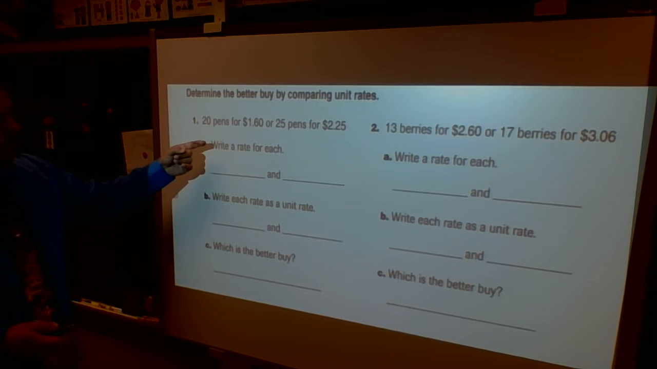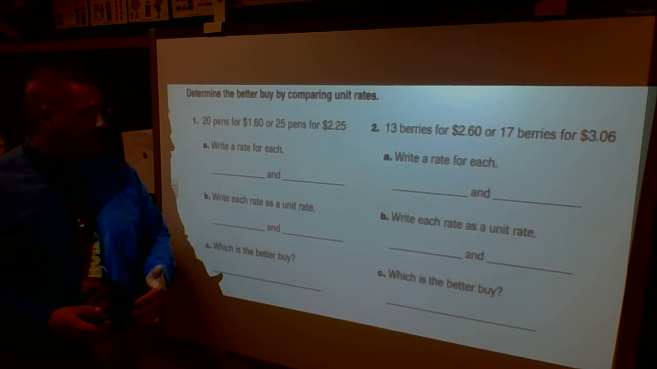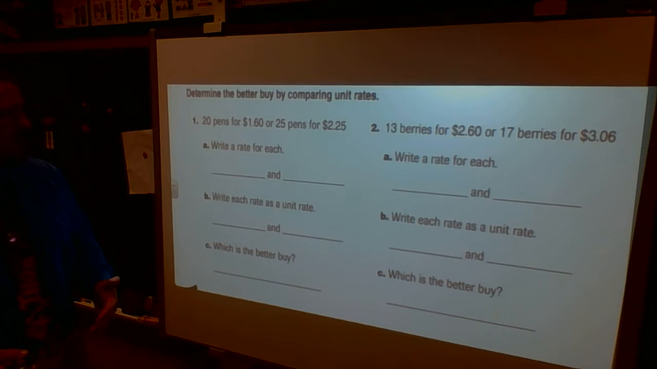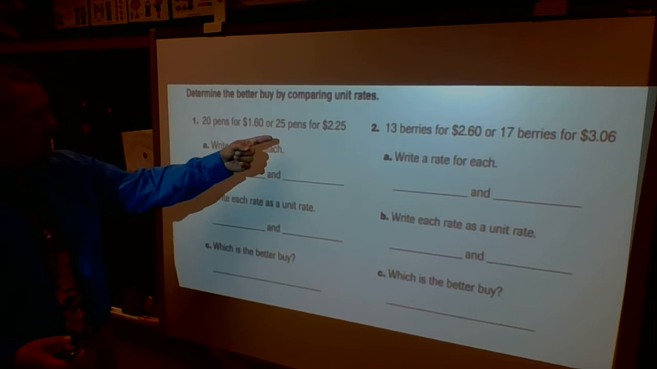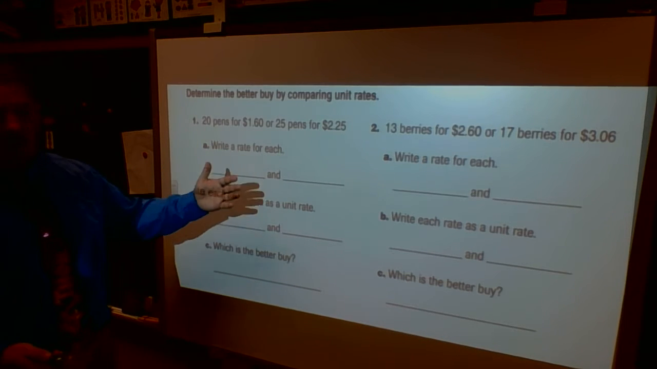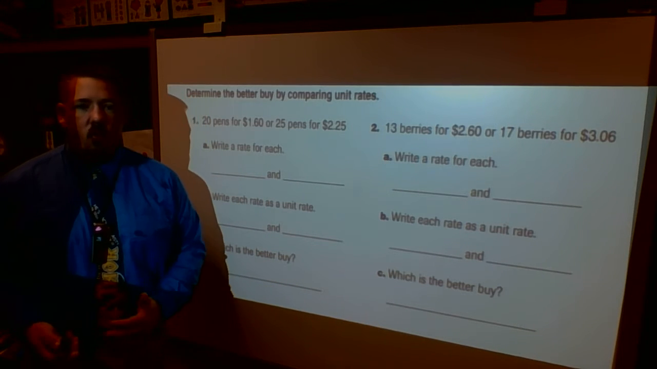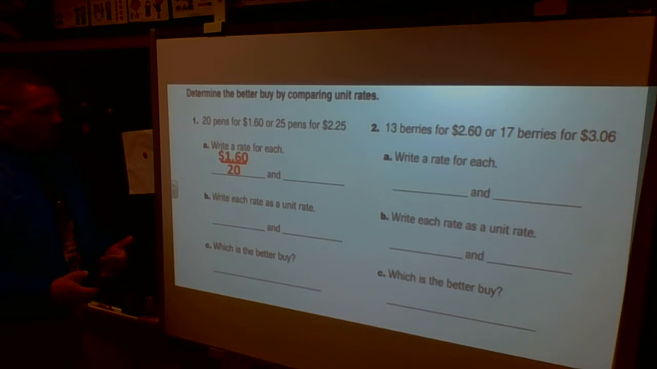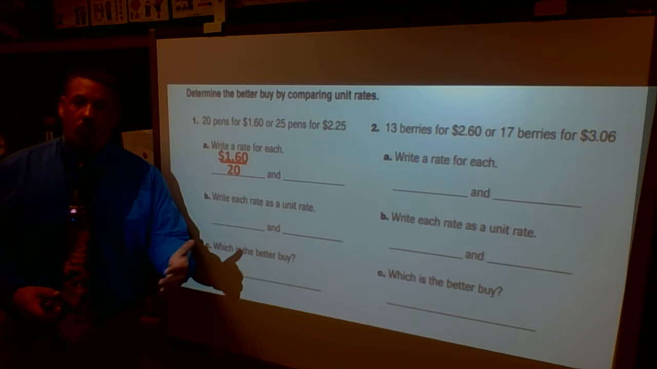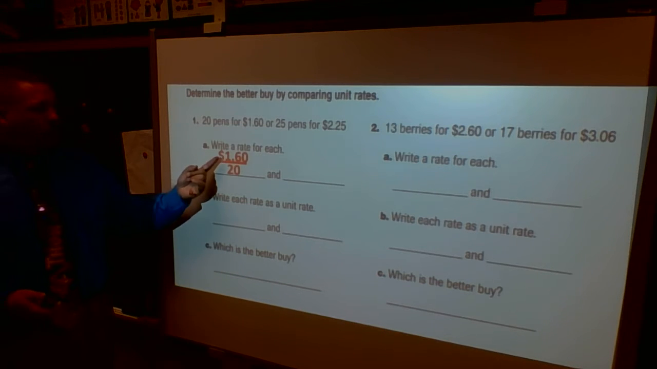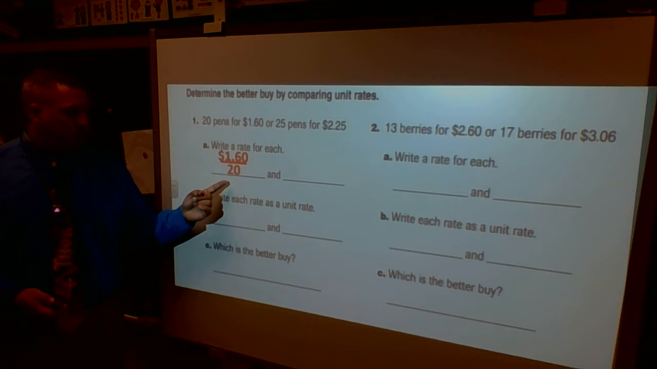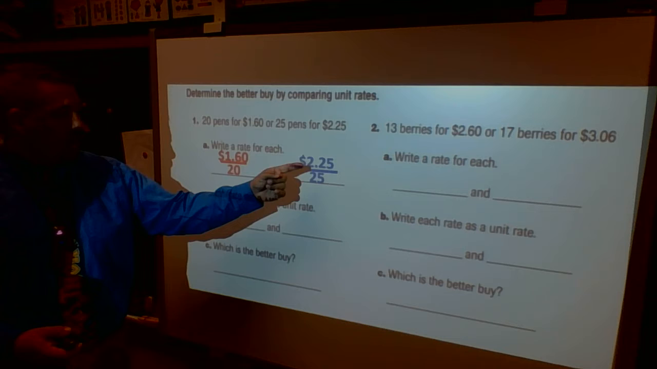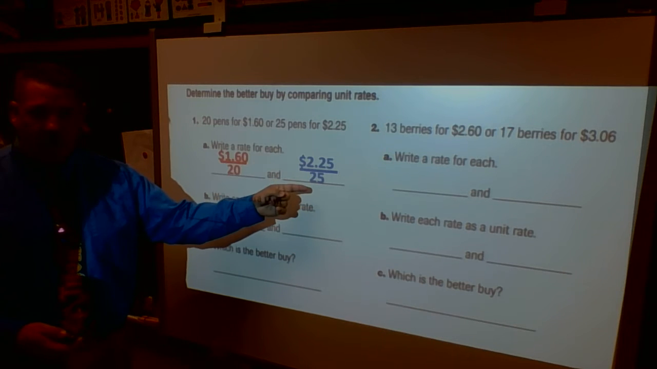So the first one says 20 pins for $1.60 or 25 pins for $2.25. Some of us would say, well, I get more here, even though I'm spending more. I don't really know which one is the better value. And you can't determine the better value without finding the unit rate. So when it comes to unit rate, my very first thing that I do is I write the original rate that they give me. So I have $1.60 that I'm spending on 20 pins. When it comes to the second one, then I have $2.25 for 25 pins.